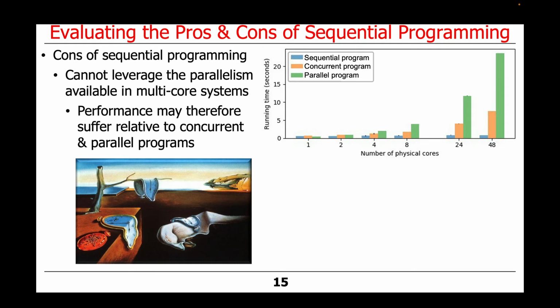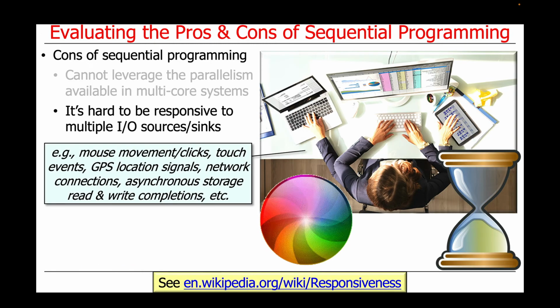The running time here really is how much work you can do per unit time. So you can obviously do more work with a parallel program on a 48-core machine than you can do in a parallel programming environment on a single-core machine. So that kind of illustrates the types of performance speedups we're talking about.